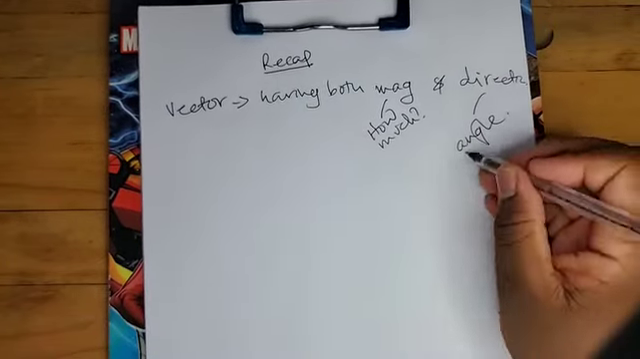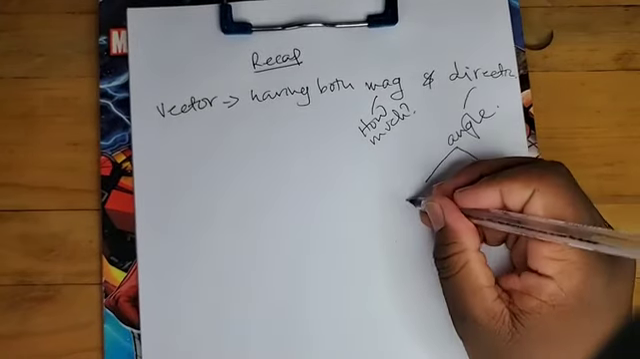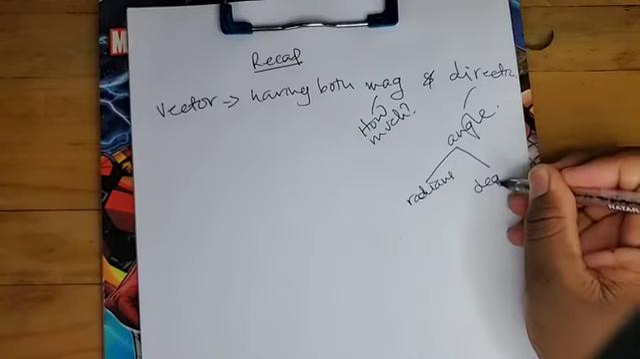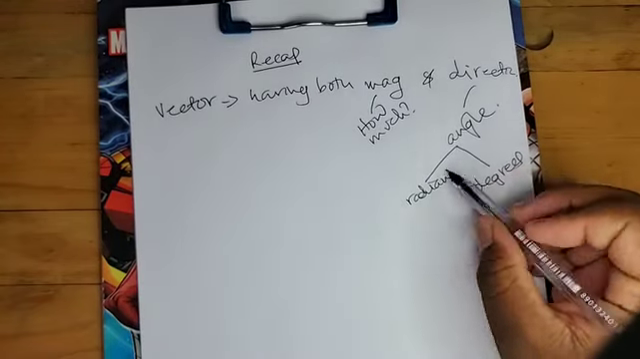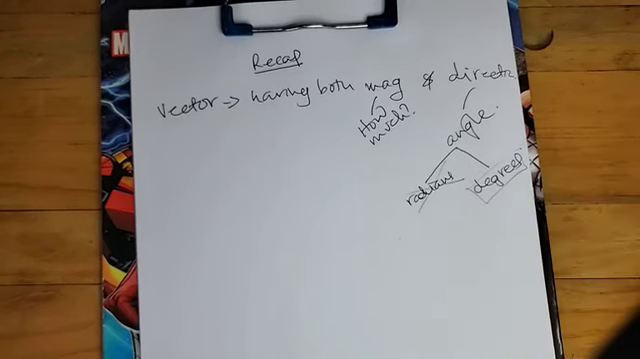Then I said there are two angles that we use in our studies, and those angles could be radians or they could be degrees. Radians in physics are not relevant. Our focus will just be degrees.